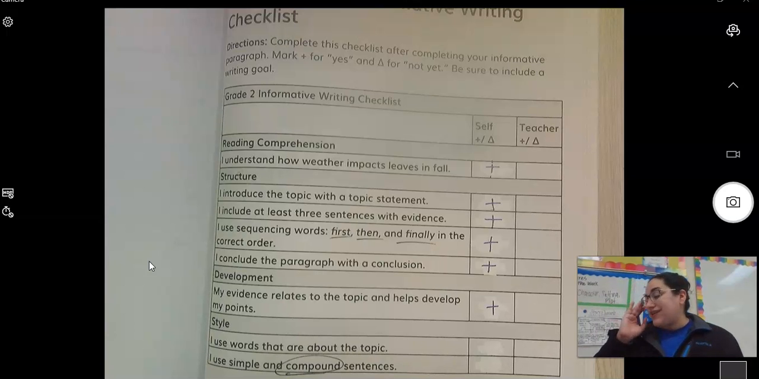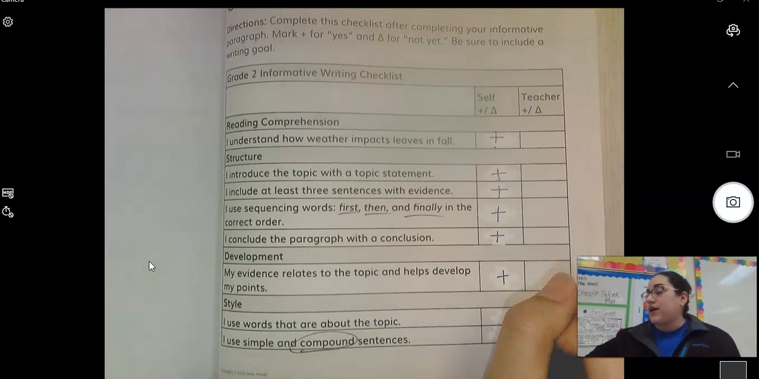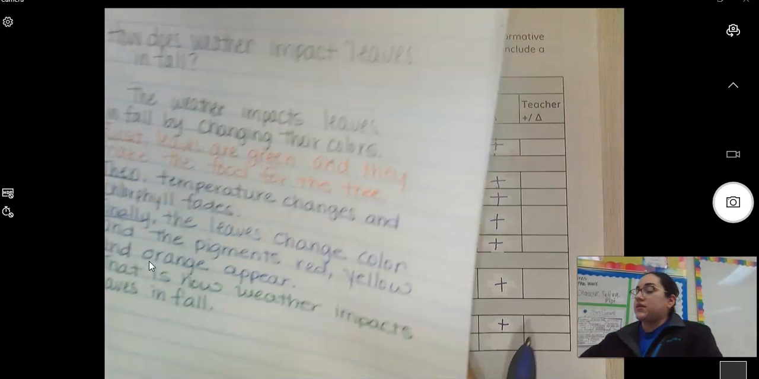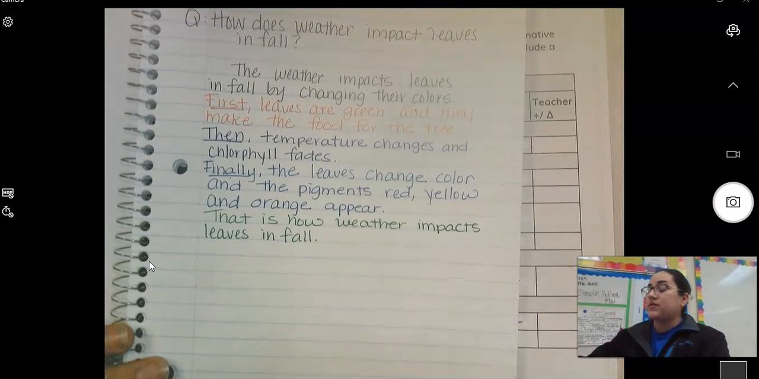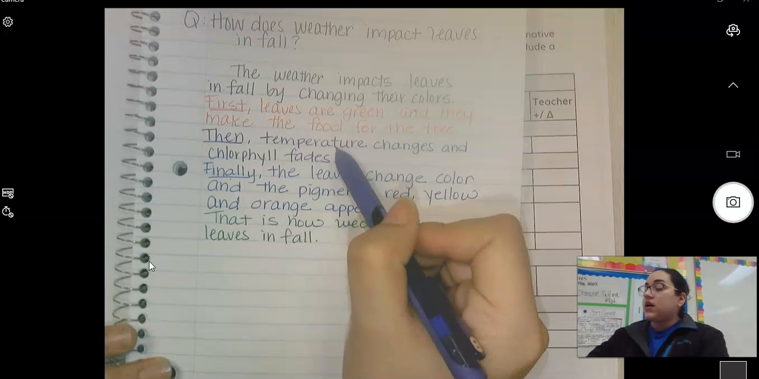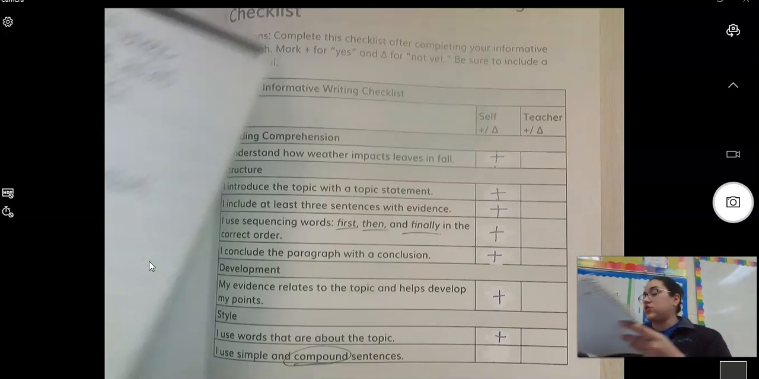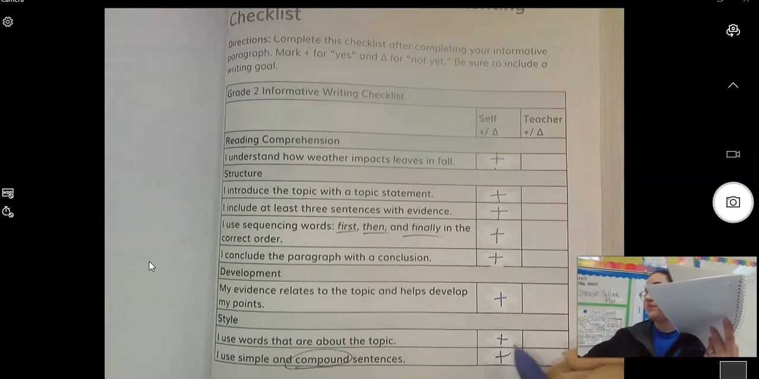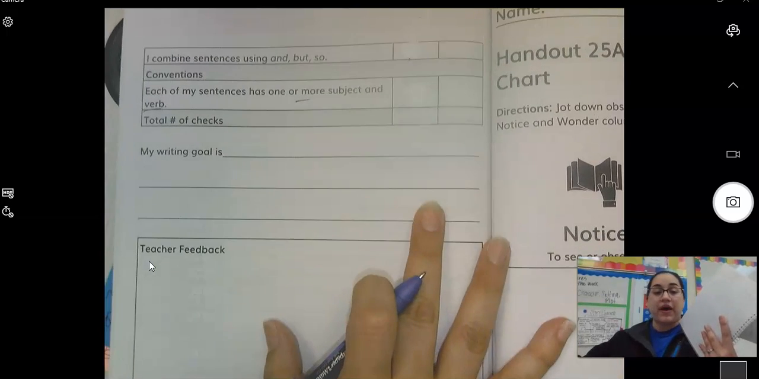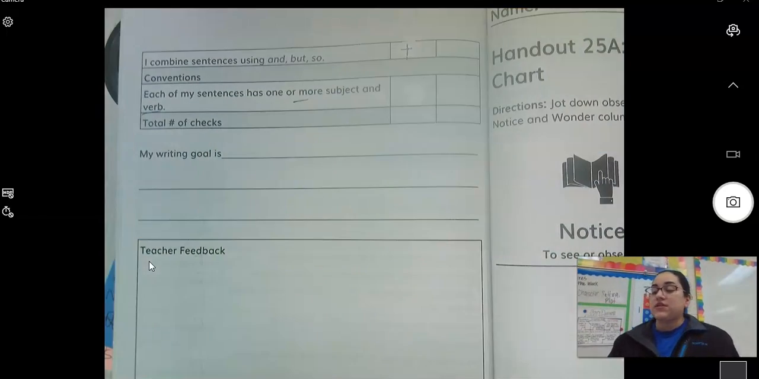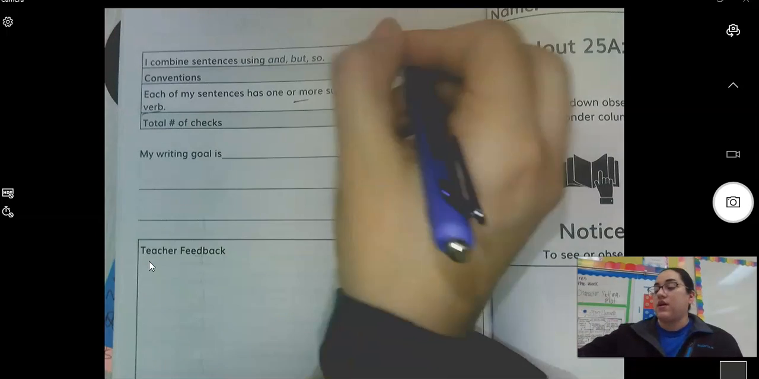The next part is I use words that are about the topic. Yes, like I said, I use leaves, I use weather, I use chlorophyll. I use simple and compound sentences. Yes, I use some of the compound sentences. It's that I use temperature changes and chlorophyll fades, right? It's showing what is going on. Then we go to the back. It says, I combine sentences by using and, but, and so. Yes. Each of my sentences has one or more subject and verb. Yes.